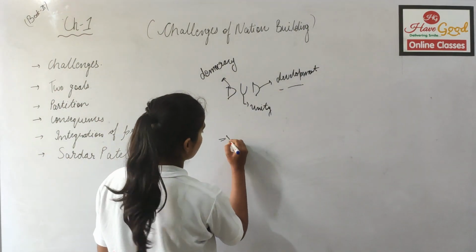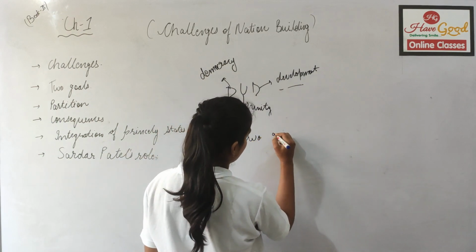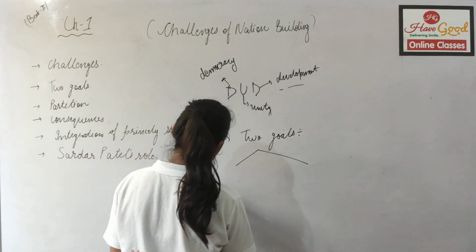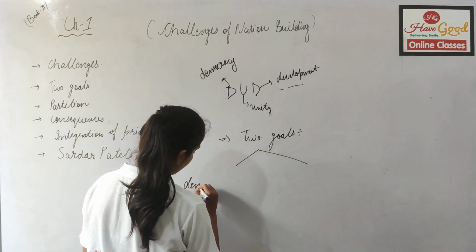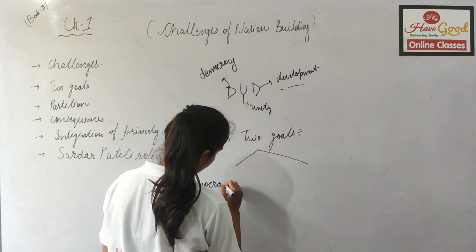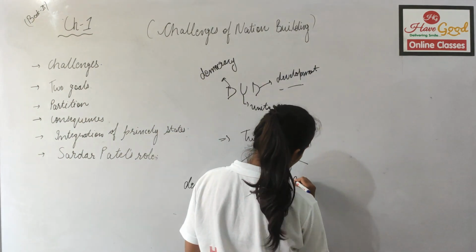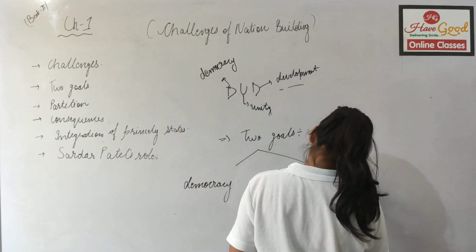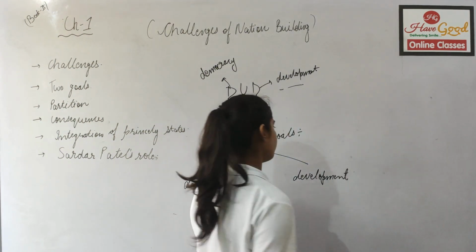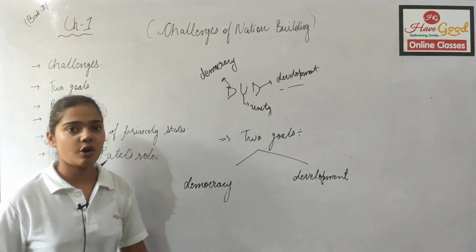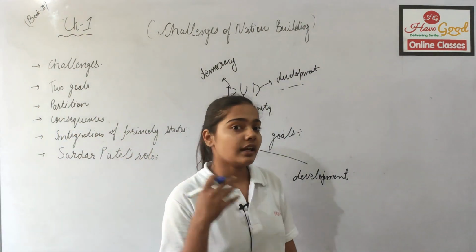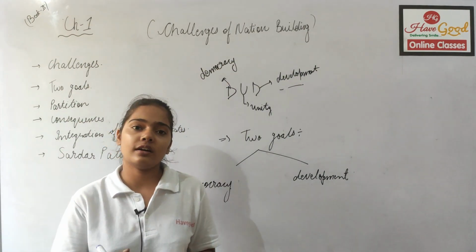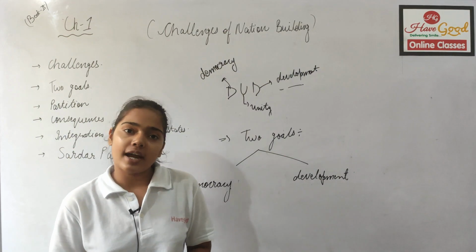Two goals: to establish democracy and development of the country. These are the two goals of the Indian government at that time. But they are not the only goal; the main supreme importance was given to shape a nation, to unite the country.